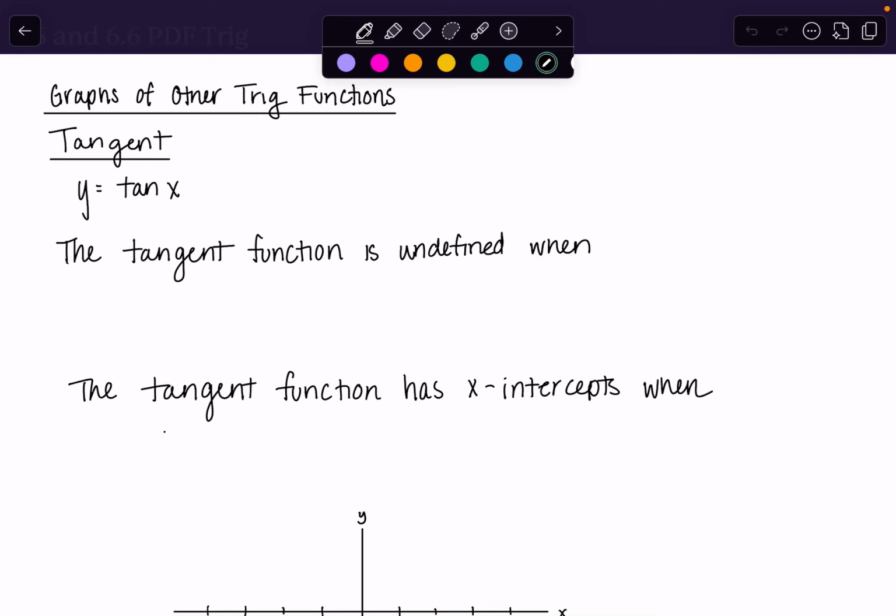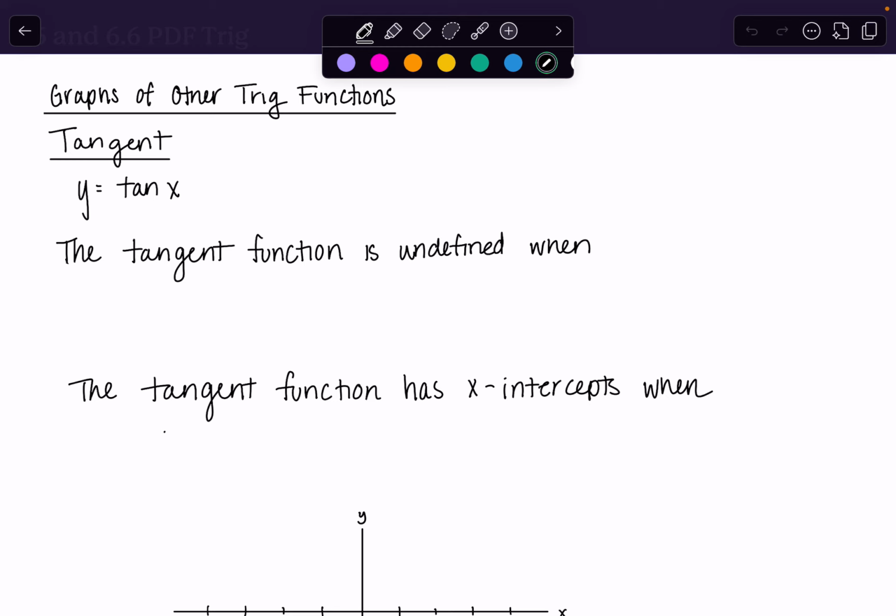Now we're going to take a look at the remaining 4 trig graphs. The tangent and cotangent ones are going to go hand in hand, and the secant and cosecant ones are going to go hand in hand. But to actually come up with the pictures of these graphs, we want to look at what these functions are in terms of sine and cosine.